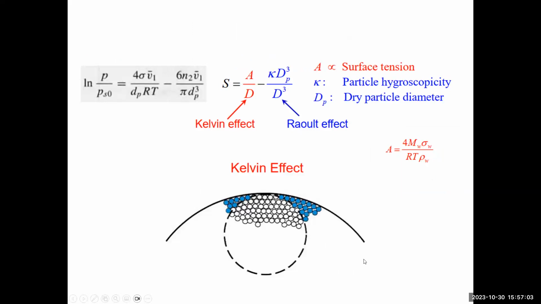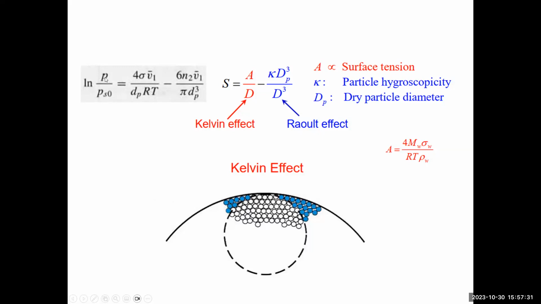So actually, regarding the water uptake or the hygroscopicity, I think in your aerosol science and technology class, you probably learned about this equation here. It is basically the log of P, the partial pressure, divided by the vapor pressure along a flat surface, equals these two terms, right?